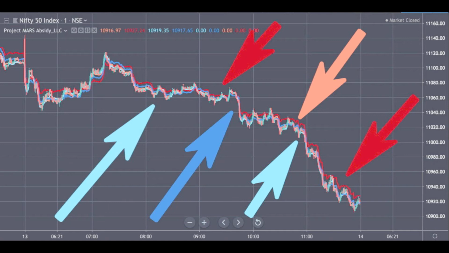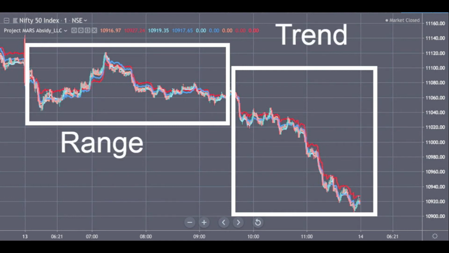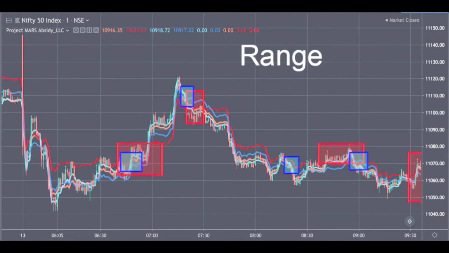To start this example, we're going to break the trading day into the first half and the later half. The first half is a ranging market, while the second half is a trending market. This is good to illustrate both the strengths and weaknesses of Project Mars in both of these settings. So let's first look at the ranging half.